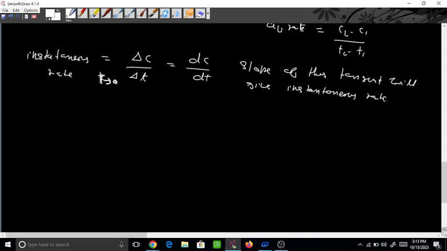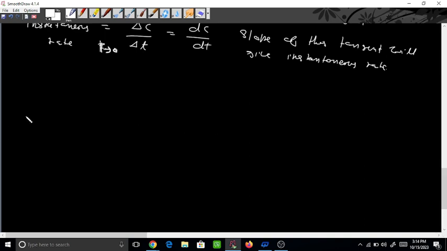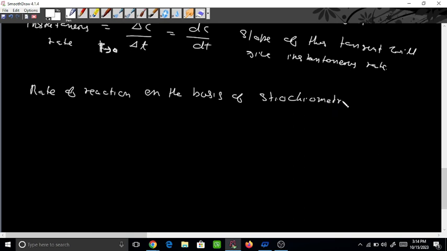Okay, now how will we express the rate of reaction? The rate of reaction based on the stoichiometry of the reaction. Write down the rate of reaction on the basis of stoichiometry. What is the meaning of stoichiometry? Wait, I'll tell you. Stoichiometry means you will have all the information about how many moles of reactant or product have been taken. That is called stoichiometry.